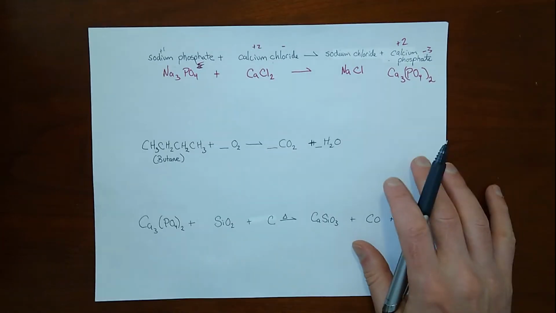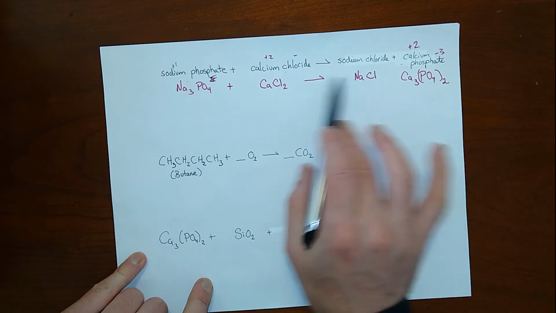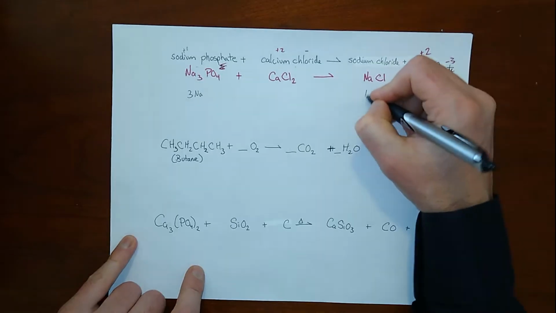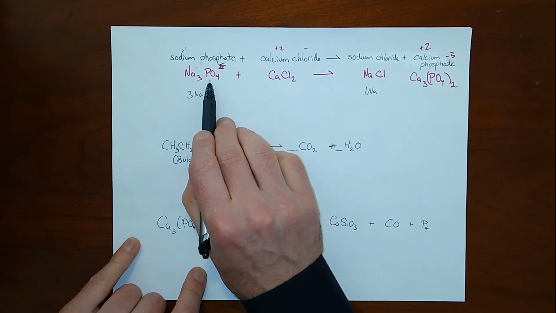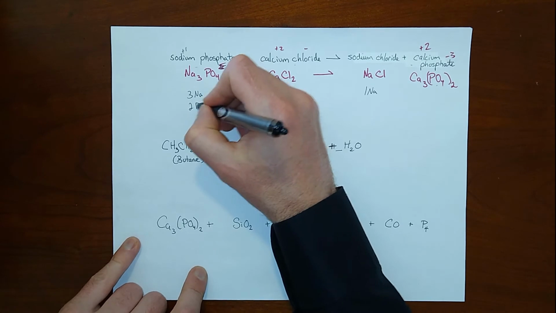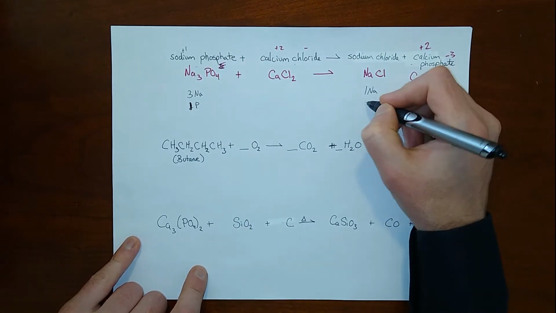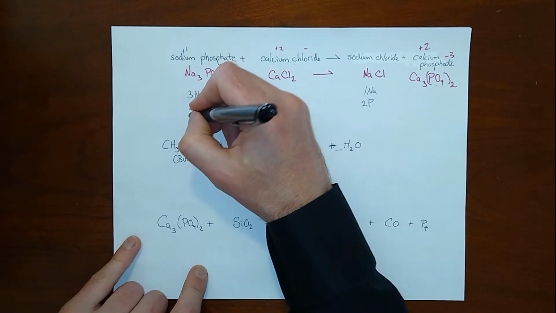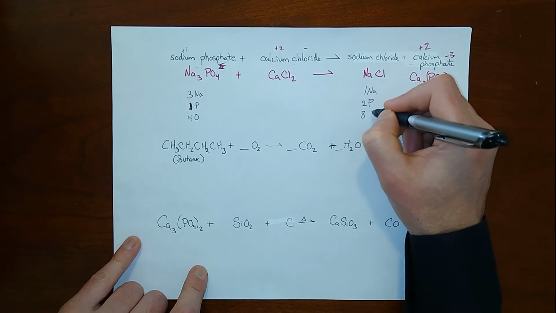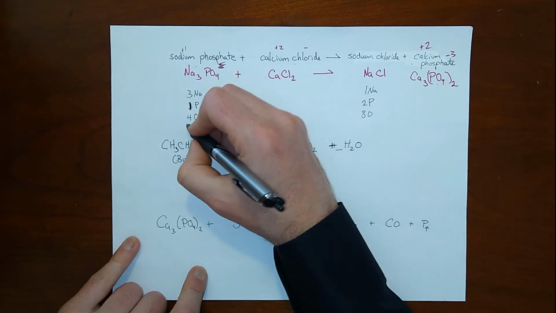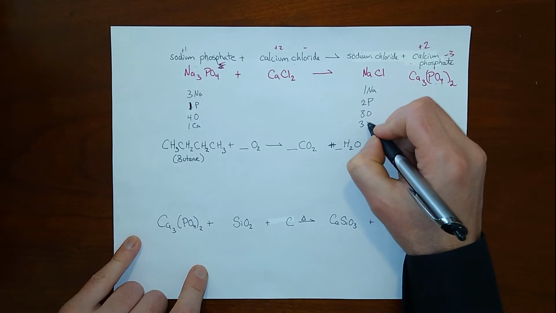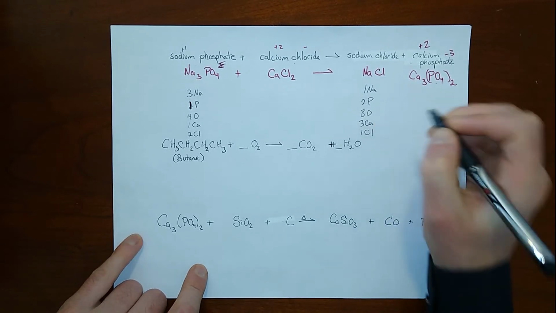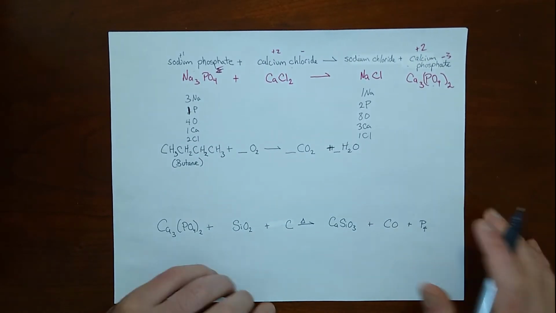Now let's try to see if this is balanced. It's obviously not already. I have 3 sodium versus 1 sodium, and 1 phosphorus versus 2 phosphorus. I have 4 oxygen versus 8 oxygen, 1 calcium versus 3 calcium, and 2 chloride versus 1 chloride. So some of these need to change.